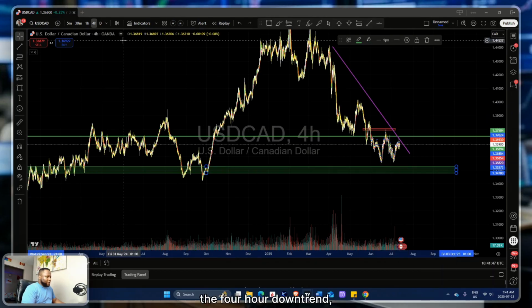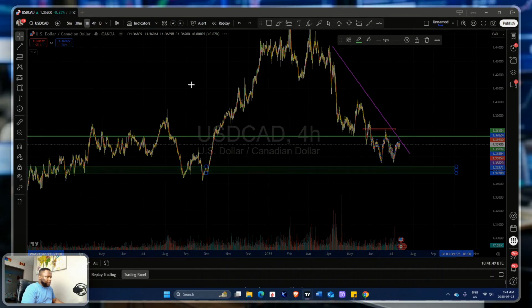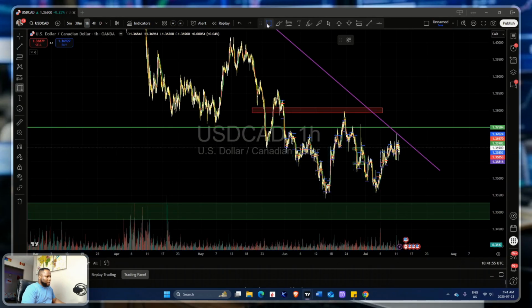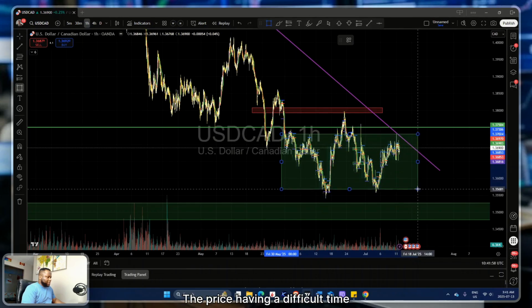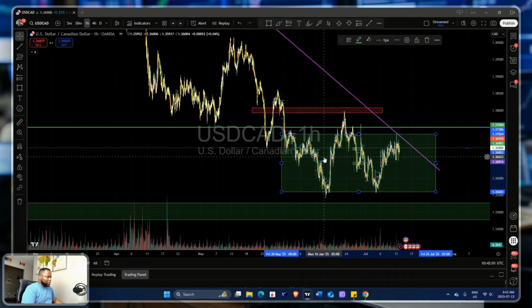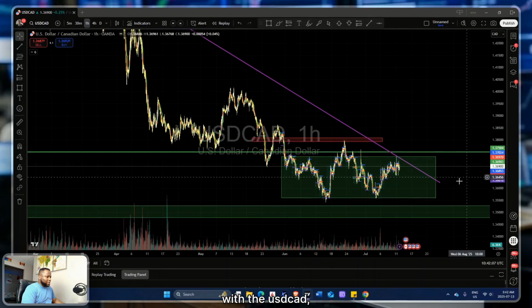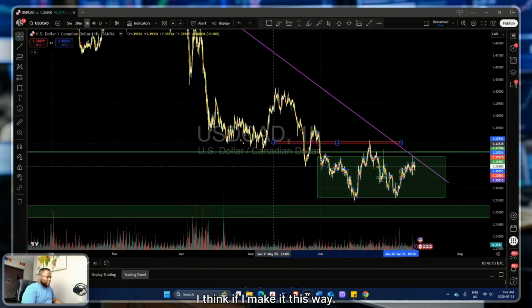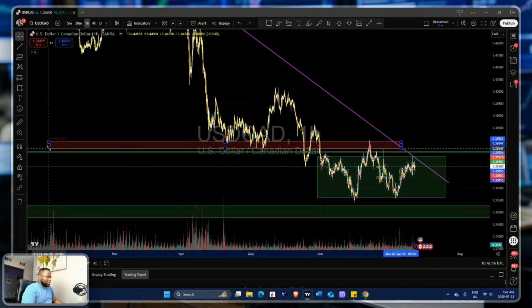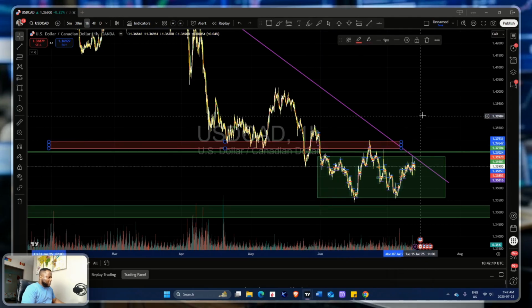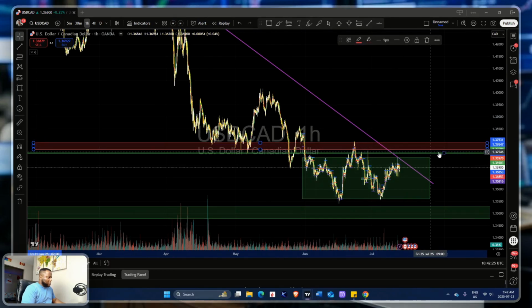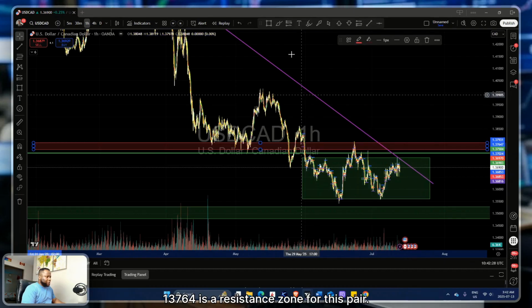So on the 4 hour downtrend, and on the 1 hour, we are acting on concentration. Price is really not going anywhere. Price is having a difficult time breaking this box. But what I want to say is, with the USD.CAD, we also have a resistance zone here. I think if I mark it this way, resistance at 137.60, support turned resistance, 137.64 is a resistance zone for this pair.